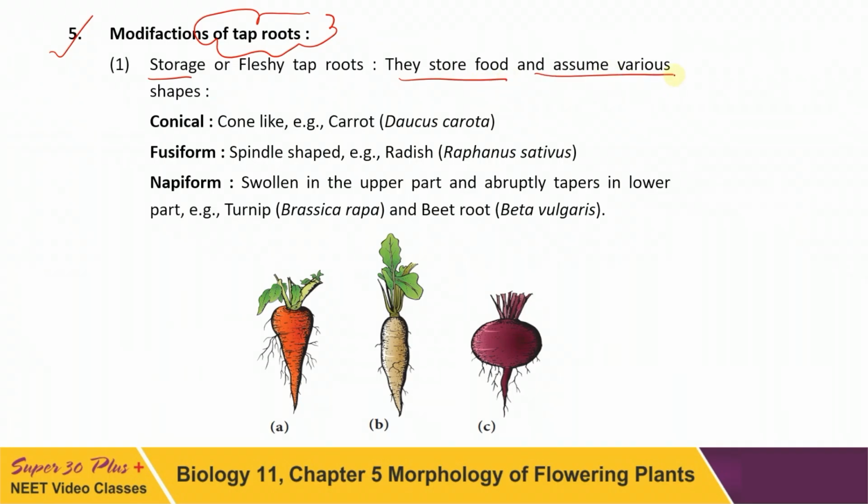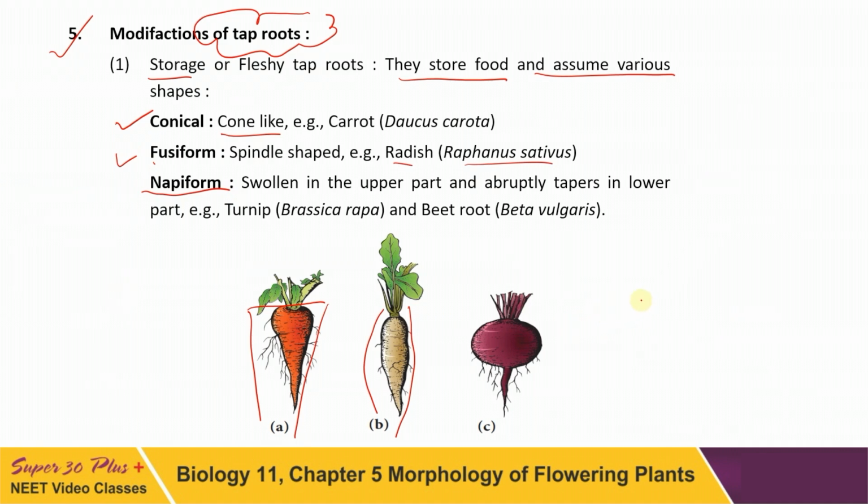Because of this storage of food, they have become fleshy. Some of the typical examples are, one is conical. This is cone shaped, as you are seeing in the case of carrot. This is a cone shaped one, known as conical. In the case of fusiform, these are spindle shaped, as is found in radish, Raphanus sativus. And the third one is napiform.